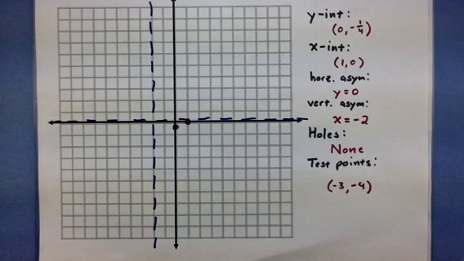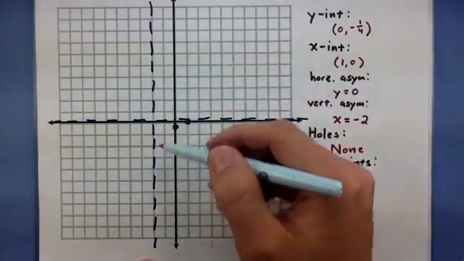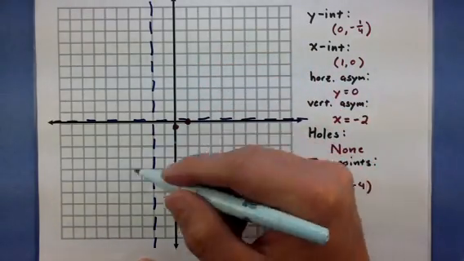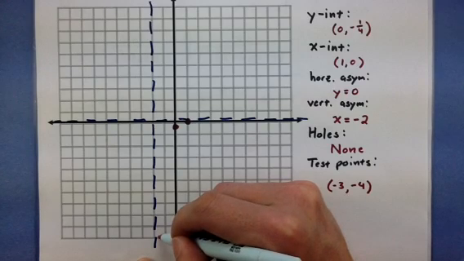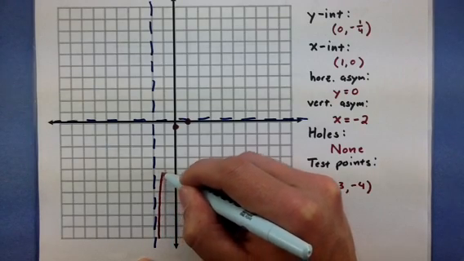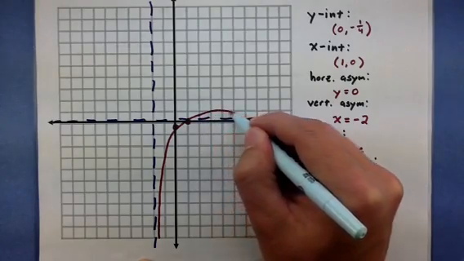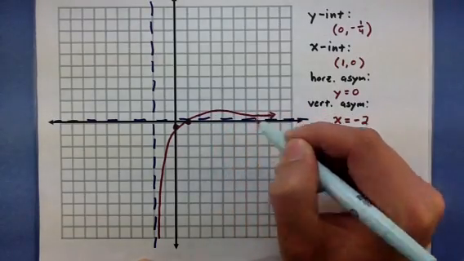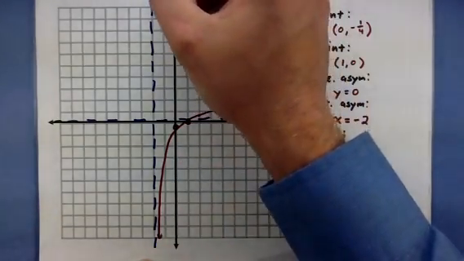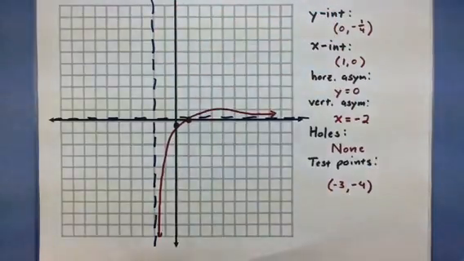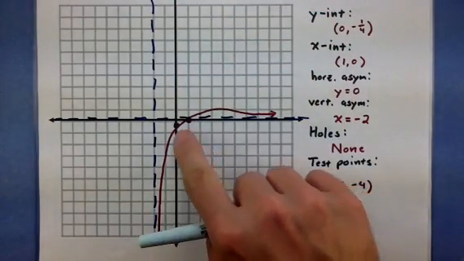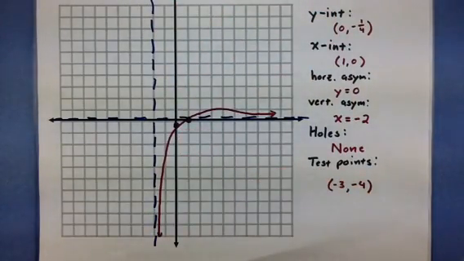Now just with that information, we get a good idea about what part of this graph looks like. We know that it wants to avoid this asymptote, this vertical one right here. So I'm going to draw my graph like that. Now you may be asking yourself, well, how come you didn't draw it on the other side? Why didn't I draw it up here? Well, the reason is because I know it has to go through those 2 points, my intercepts.